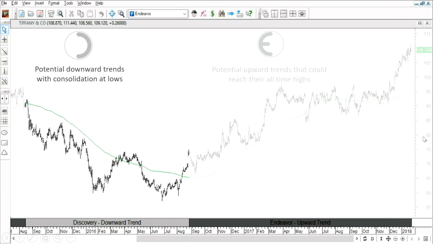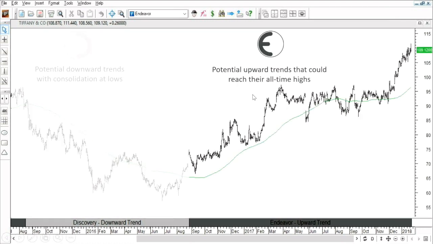So to recap, discovery, when you see this ribbon on the bottom of your chart, is a potential downward trend which consolidates at lows. On the other hand, endeavor is potential upward trends that could reach their all-time highs.